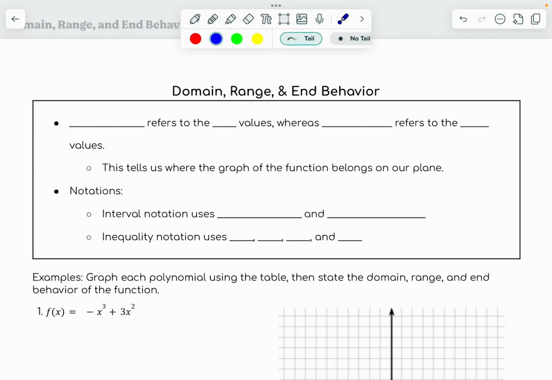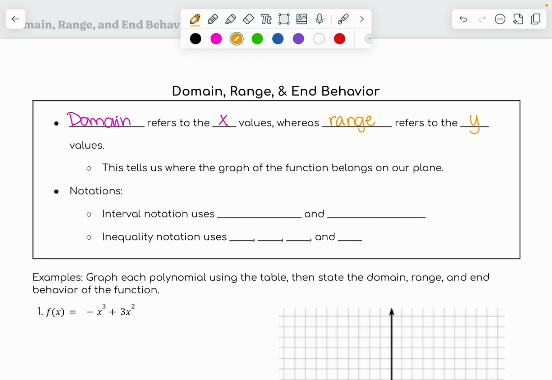Okay, we are going to talk about domain, range, and end behavior today. So when we talk about the domain, it refers to all of the x values, whereas the range refers to the y values. So this tells us where the graph of the function belongs on our coordinate plane.